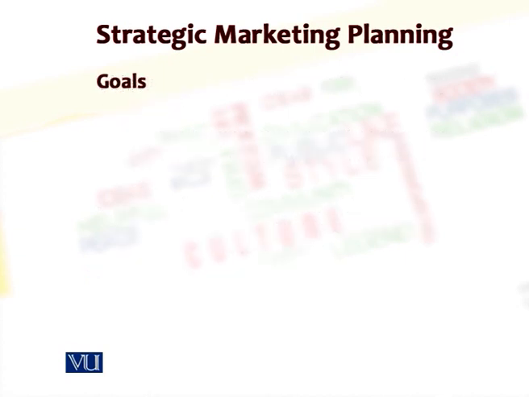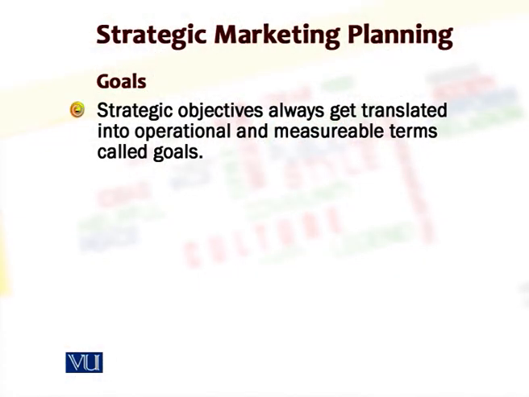Okay, once we have understood the objectives, we have to take a look at the next factor, which is that of goals. What is the difference between objectives and goals is something that we must understand. Actually, there are certain experts who make this distinction by calling objectives strategic objectives and goals financial goals. The reason they make this kind of distinction is because goals are the translation of objectives into measurable terms.